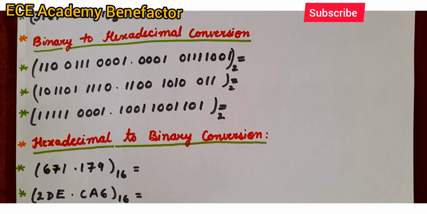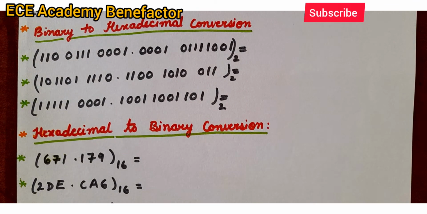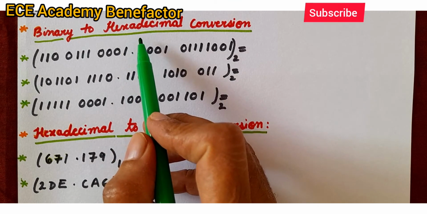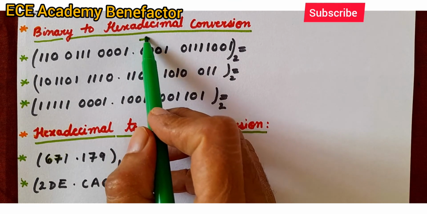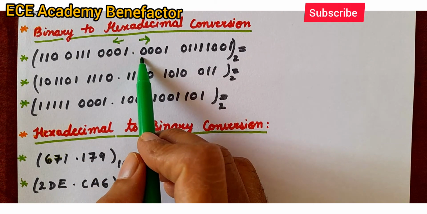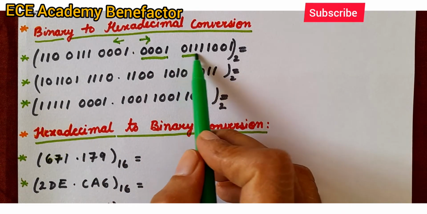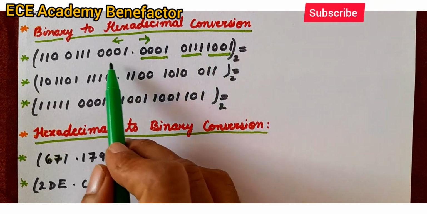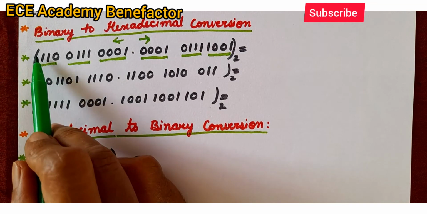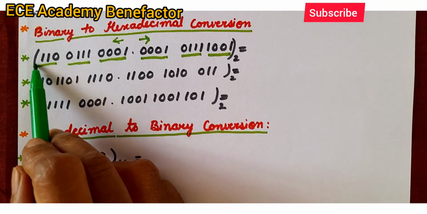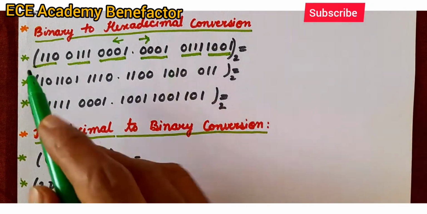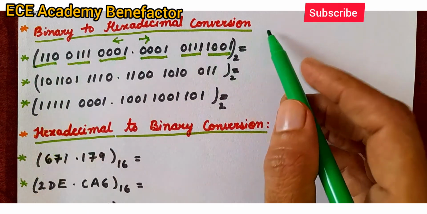Coming to the next topic, binary to hexadecimal conversion. In binary to hexadecimal, make groups of 4 bits, traversing in these directions. So a combination of 4 bits, like this. Here we are left with 3 digits, so you can add 0 here. So what is the answer? If you add 0, what will it become?